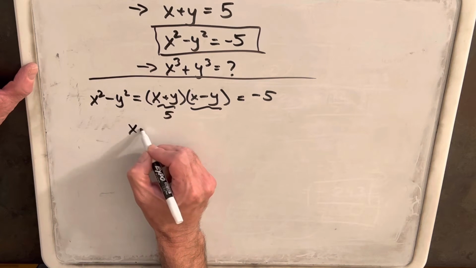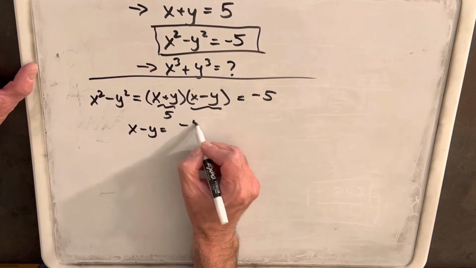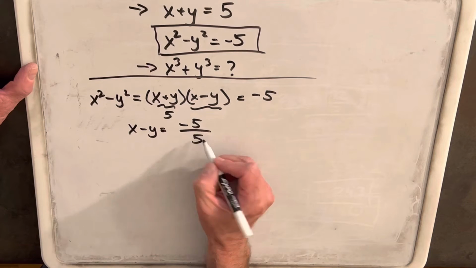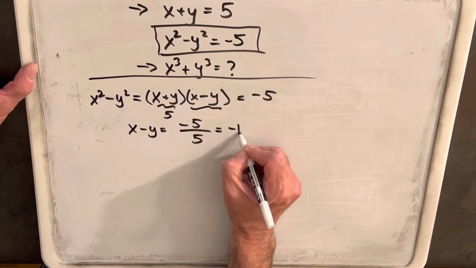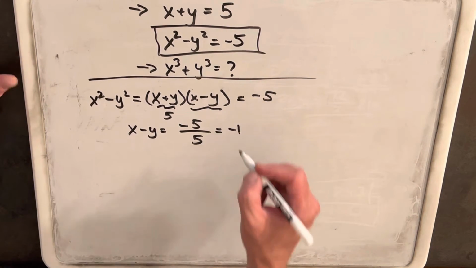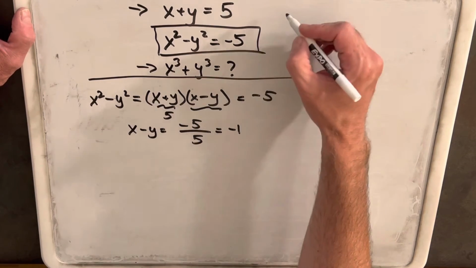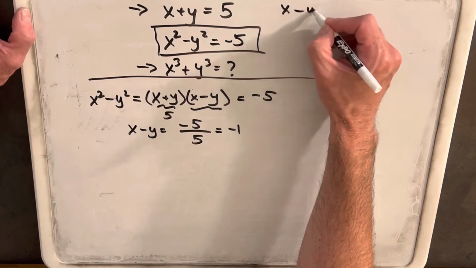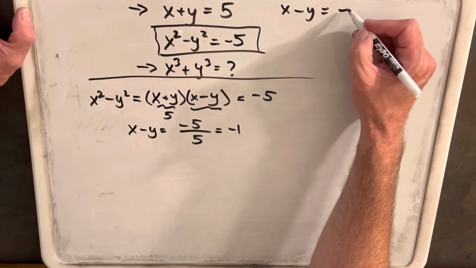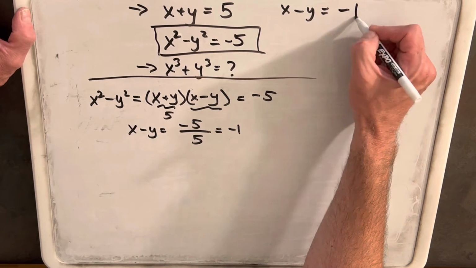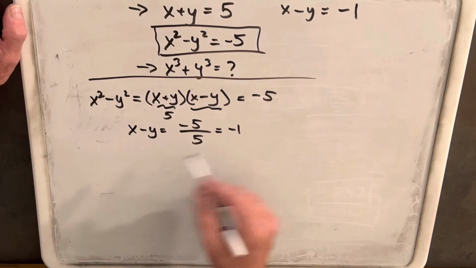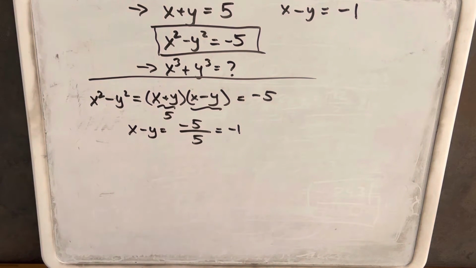So we can say x minus y equals -5/5, but that's just -1. So I'm going to add that up here to what we know. A lot of the time when I do my approach for this, if I don't know exactly how it's going to come out, I just try to gather as much information as I can, and then usually, hopefully, we have enough to solve the problem.